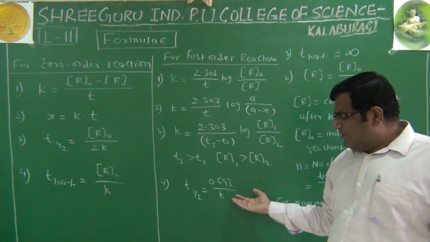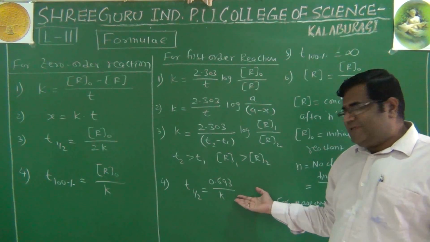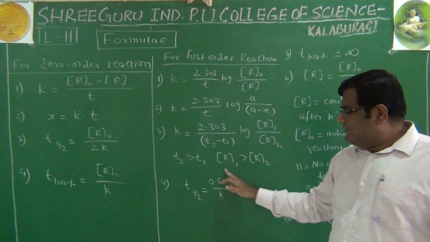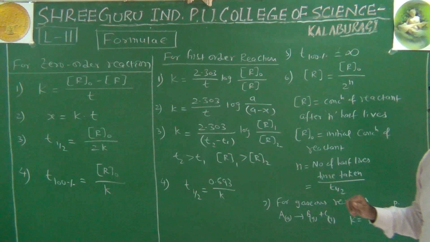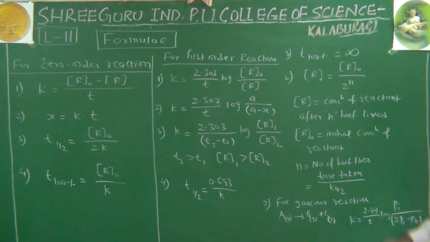This we have derived. Half-life period is equal to 0.693 by K, and we said that the half-life period of a first order reaction is independent of the initial molar concentration of the reactant. T 100% is equal to infinity, that part we have also seen.